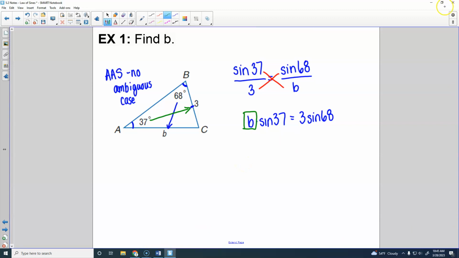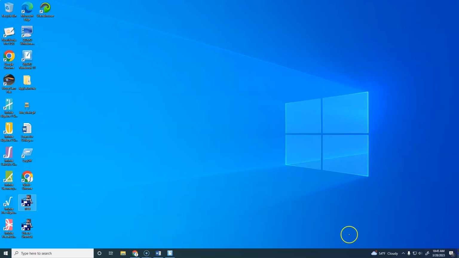And remember, sine 37 is just a number. I could type it into my calculator, which for some reason I closed. Why did I close my calculator? Knowing good and well we were going to need this.